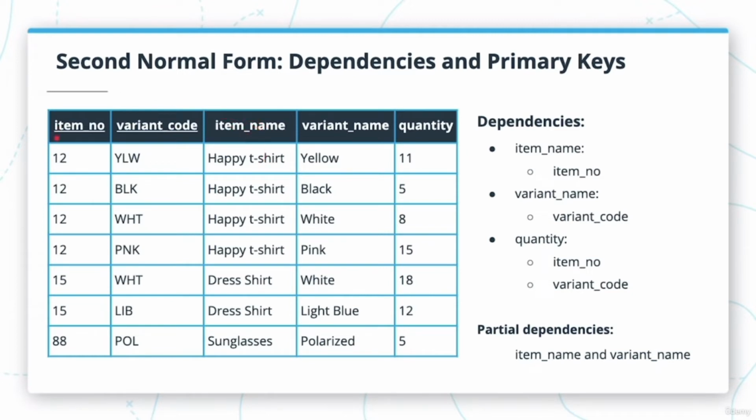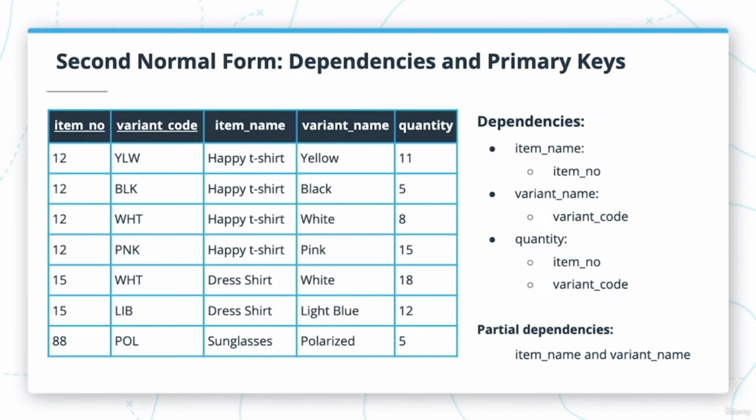Only having the item number is sufficient. We don't need to have the variant name. Only having the variant code is completely sufficient in order to describe this dataset. Eventually, we're going to need to know that item number 12 represents happy shirt, but we don't need to have that information 4 times. So now that we've identified our partial dependencies, let's talk about how we go about eliminating them.